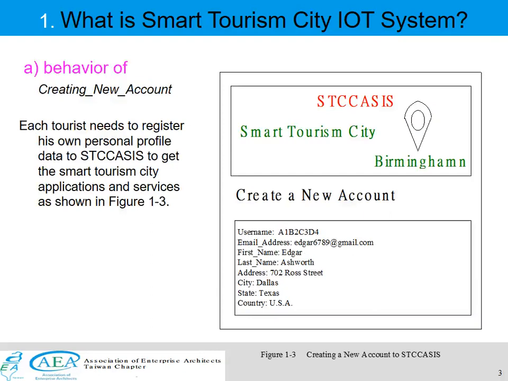The first behavior is creating new account. Because each tourist needs to register his own personal profile data to this system to get the Smart Tourism City application and service, as shown in Figure 1-3. So using this behavior, each new user can get a new account.